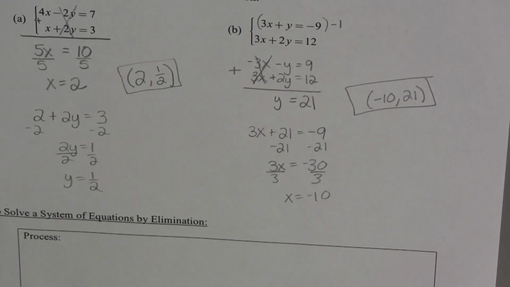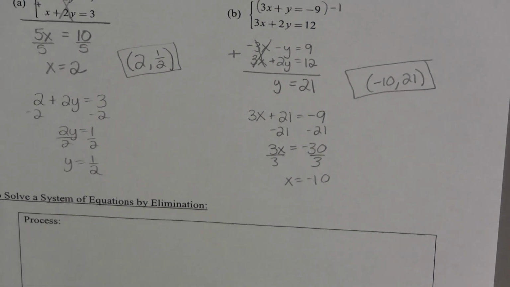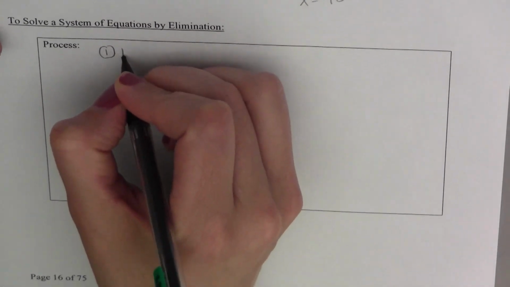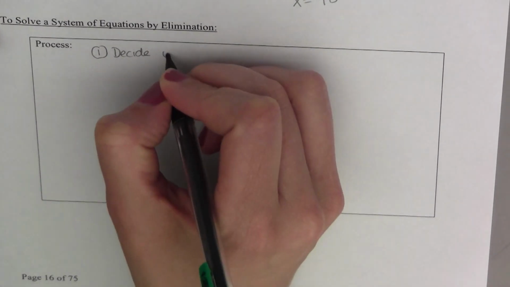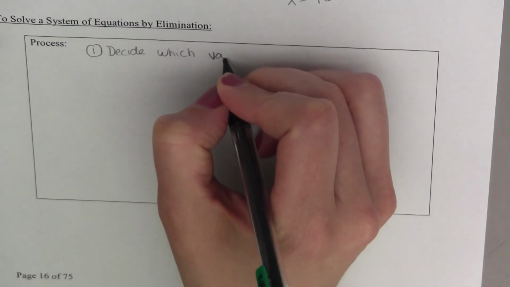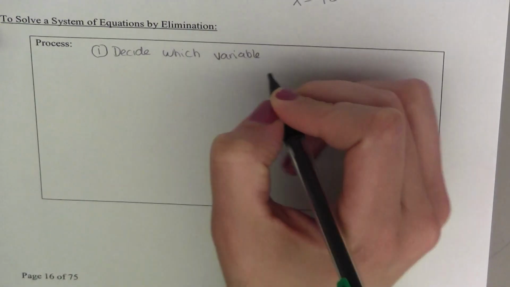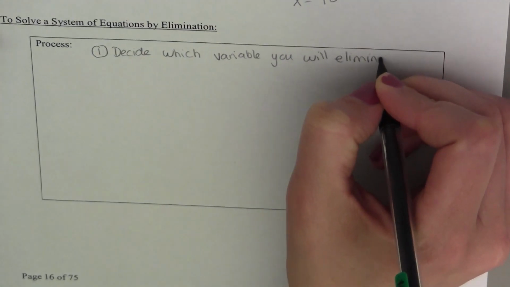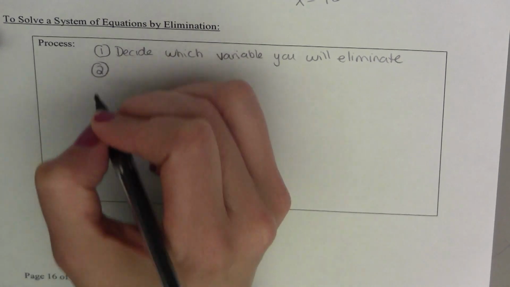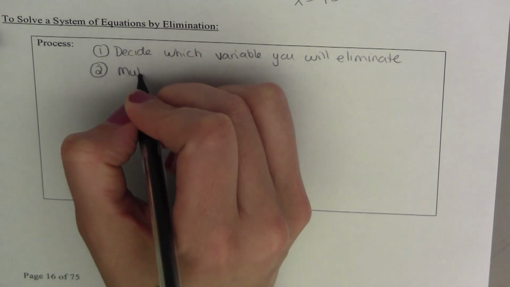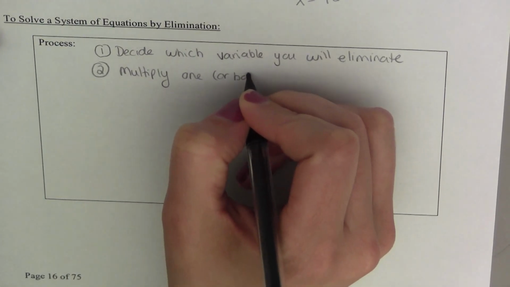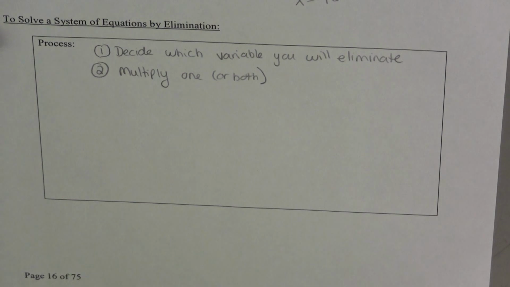So now that we have a little glimpse of what our goal is, what we will be doing, let's just list out the process. So step 1 is to decide which variable you want to eliminate. Step 2 is going to be to multiply 1, and I'm going to put in parentheses there, or both. We'll talk about that as we progress through some more challenging examples.